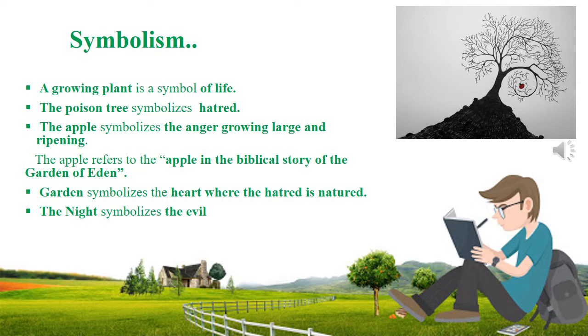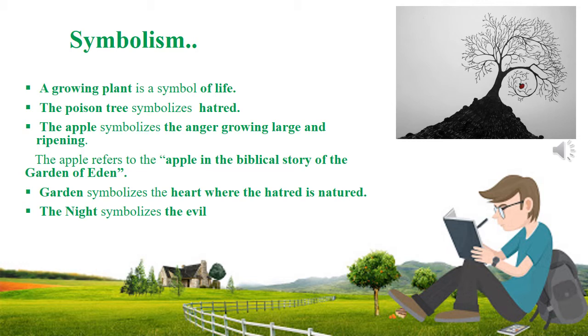The apple refers to the apple in the biblical story of the Garden of Eden. The garden symbolizes the heart where the hatred is nurtured. The night symbolizes evil. So here we can understand that the enemy of the poet also enters the garden during the night. So it gives the feeling of some kind of evil background. So the night symbolizes evil.